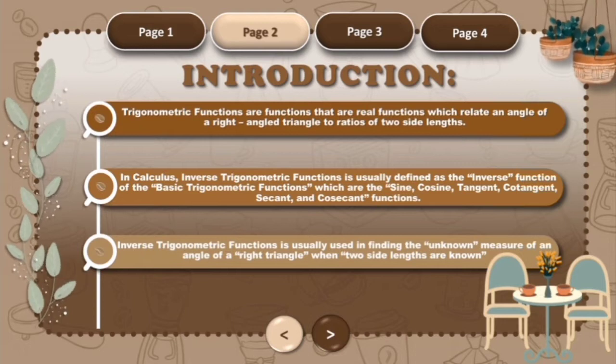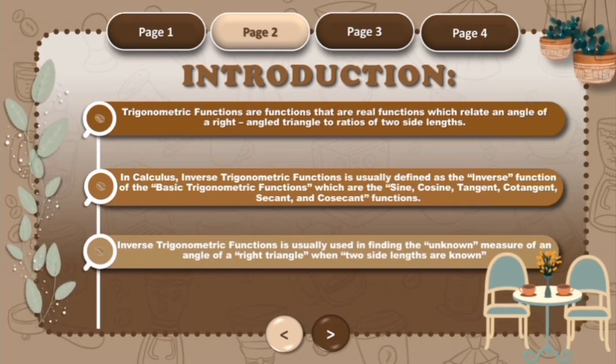However, if there are trigonometric functions, then there also exist the inverse, which we call inverse trigonometric functions. In calculus, inverse trigonometric functions are usually defined as the inverse functions of the basic trigonometric functions, which are the sine, cosine, tangent, cotangent, secant, and cosecant functions.